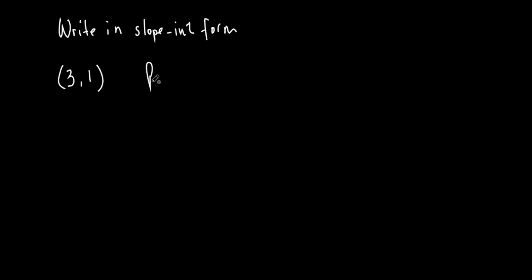Now this one, they say write the equation in slope-intercept form. So this time we don't have to put it in standard form. We can just put it in y equals mx plus b. So it says, write the slope-intercept form of an equation of a line that passes through the point 3, 1 and is perpendicular. See, that's the difference. It's perpendicular to the line.